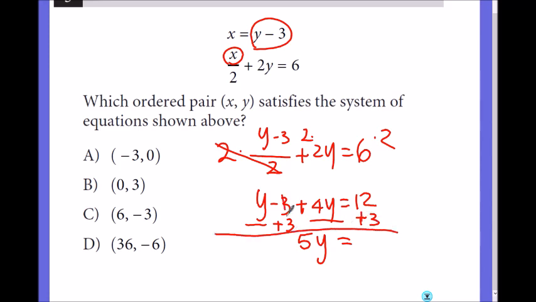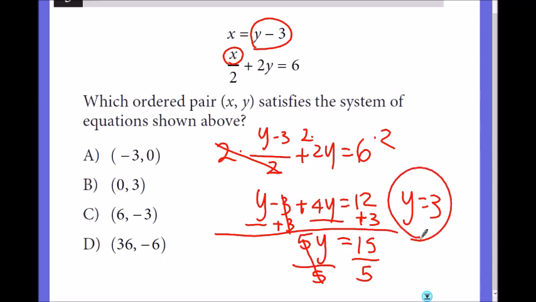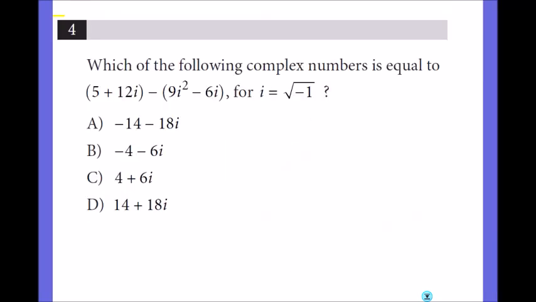So I get 15. Now you divide by 5 and 5, so you get y equals 3. So anything with y equals 3, it must be B. You can plug it in: 3 minus 3, x is 0. So you can double check that B is the solution for the system of equations.